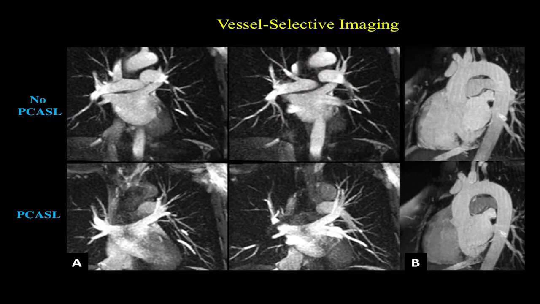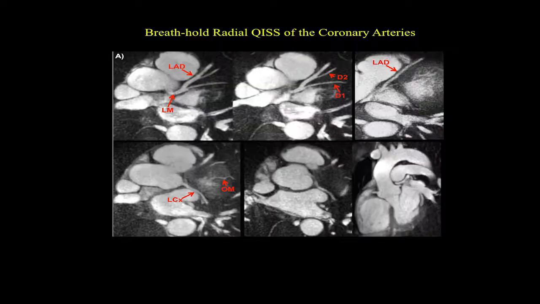We can do selective angiography, for instance, and I'll speak about this later this week, where we only image a particular vessel using arterial spin labeling pulses. And we can see coronaries very nicely, better than you can with a contrast enhanced MRA.